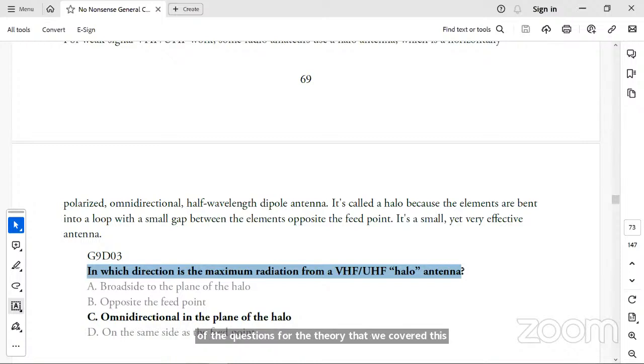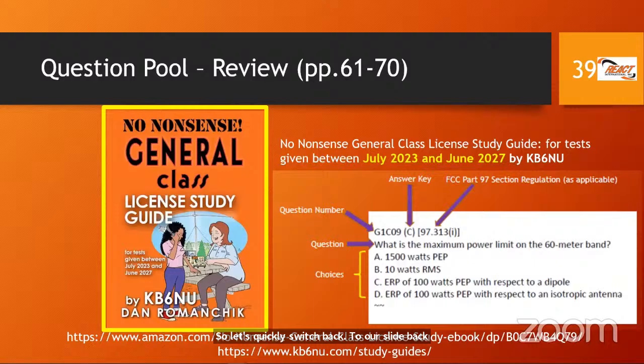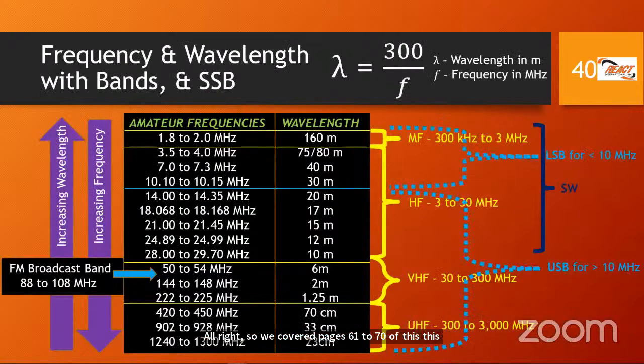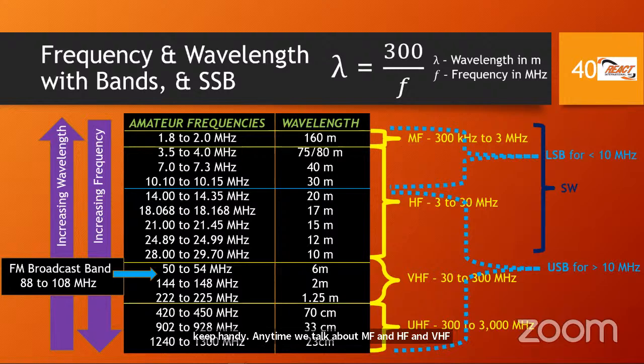So let's quickly switch back to our slide deck. All right, so we covered pages 61 to 70 this evening in the No Nonsense General Class License Study Guide. So we have this trusty table, which we hope that you will keep handy. Anytime we talk about MF and HF and VHF and UHF or the 2-meter band or the 20-meter band, please feel free to look at this until this becomes second nature as an amateur radio operator. And it will, once we are operating and using it, it will become like the back of your hand. But for now, if you're not quite familiar, this is a good trusty table.